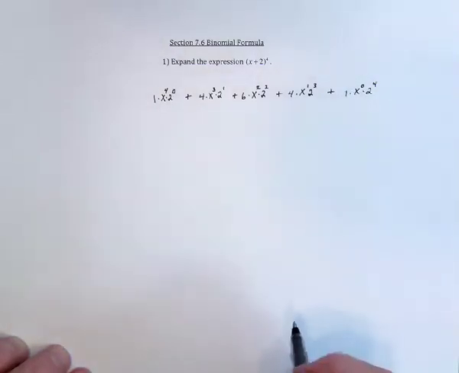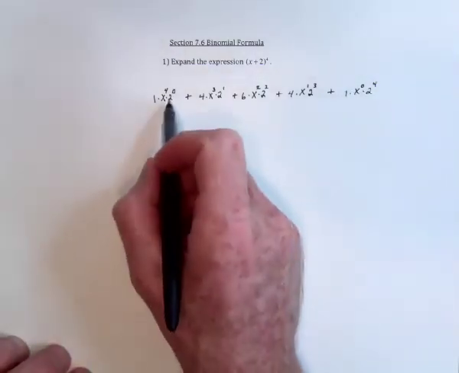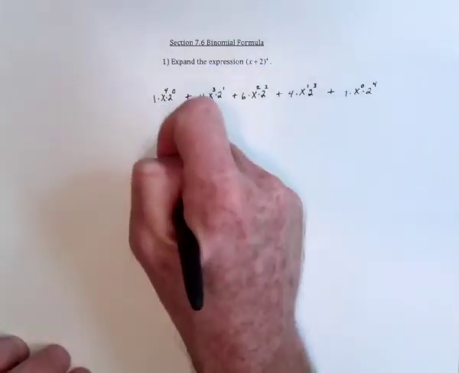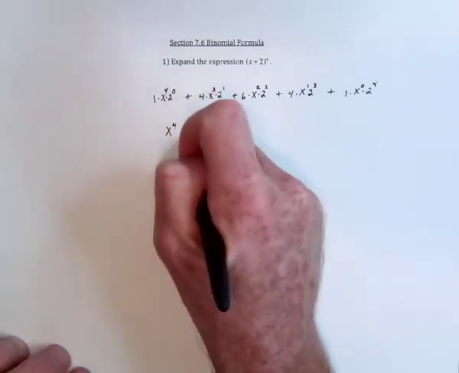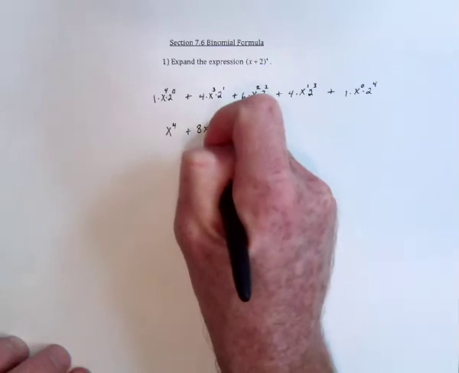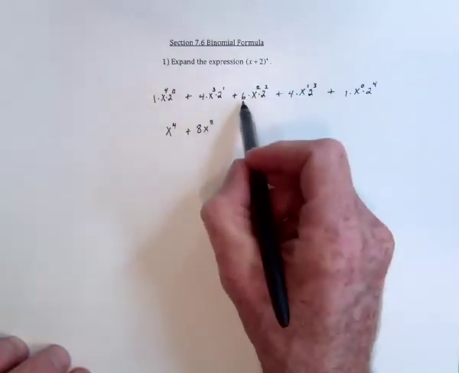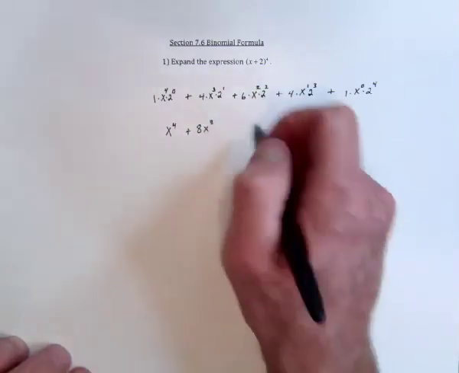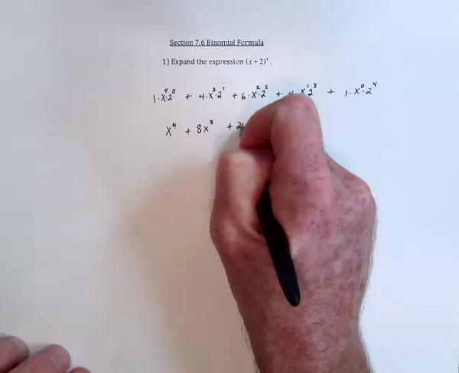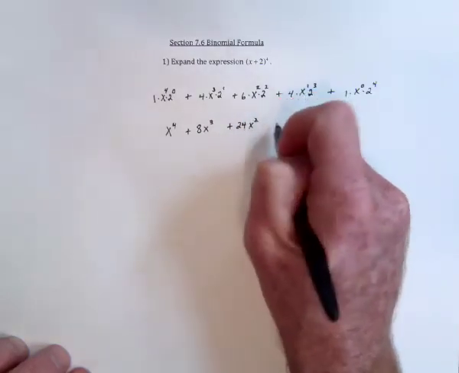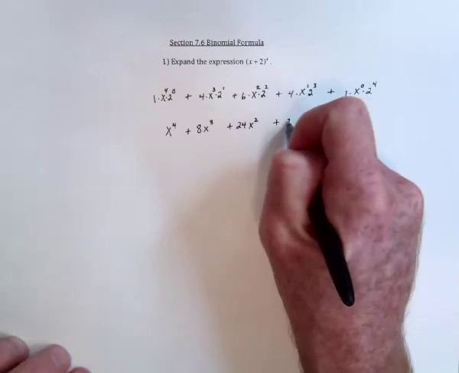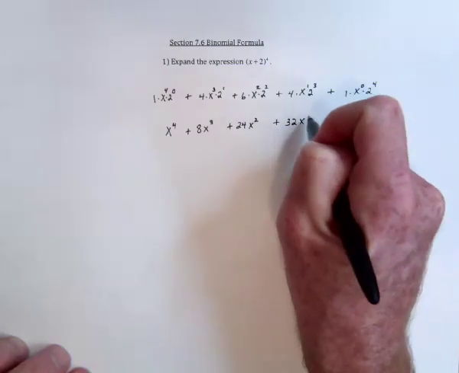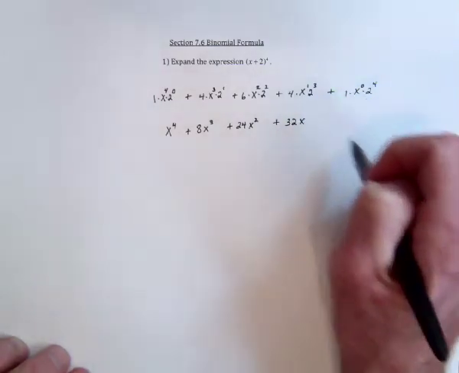And then we just need to simplify a little bit. So this is a 1, that's a 1, so we begin with x to the 4. And then we've got an 8, x to the 3. Let's see, a 6 times 4 is 24, x squared. And then an 8 times 4 is 32, for x.